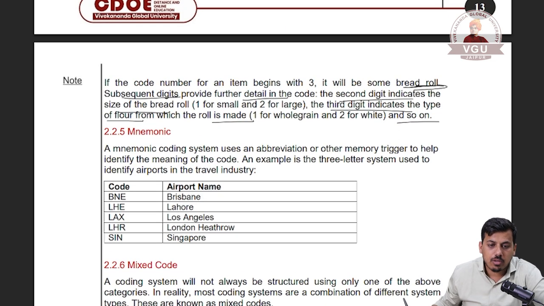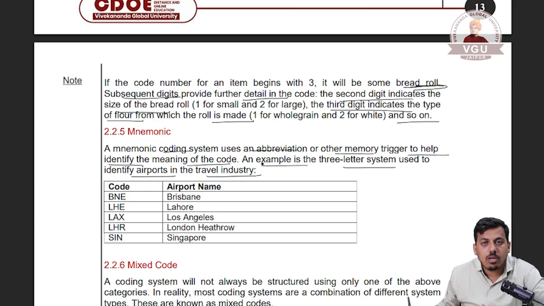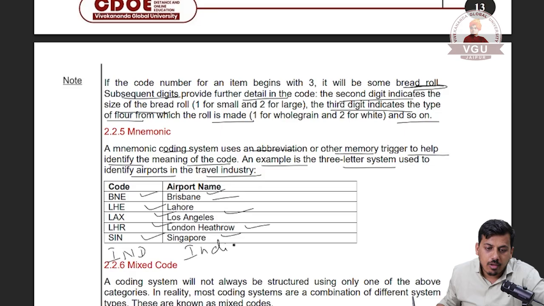Last one is mnemonic. A mnemonic coding system uses an abbreviation or other memory trigger to help identify the meaning of the code. An example is the 3-letter system used to identify airports in the travel industry. So mnemonic is related to codes that you want to memorize, like BNE for Brisbane, LHE for Lahore, LAX for Los Angeles, LHR for London Heathrow, SIN for Singapore. In the same way, IND for India. So these are the 3-letter codes given to different countries. In the same way, they are also giving codes to items.